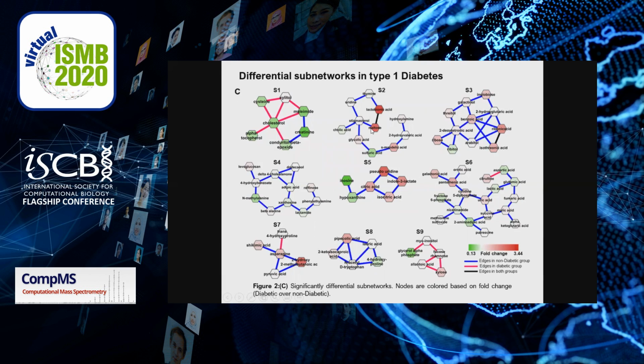Metabolites in subnetworks S2 through S6 were more correlated in non-diabetic mice and largely contained sugars and sugar-related metabolites, amino acids, nucleic acids, and nucleotides. Several of these metabolites have been previously implicated in type 1 diabetes as well as insulin resistance.